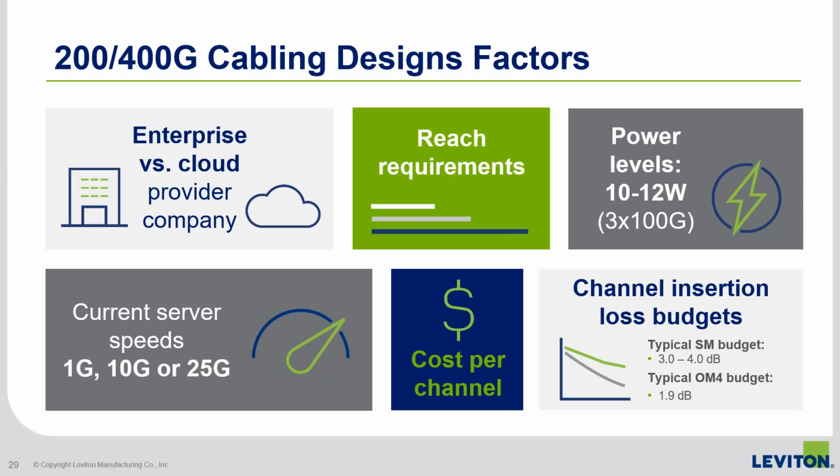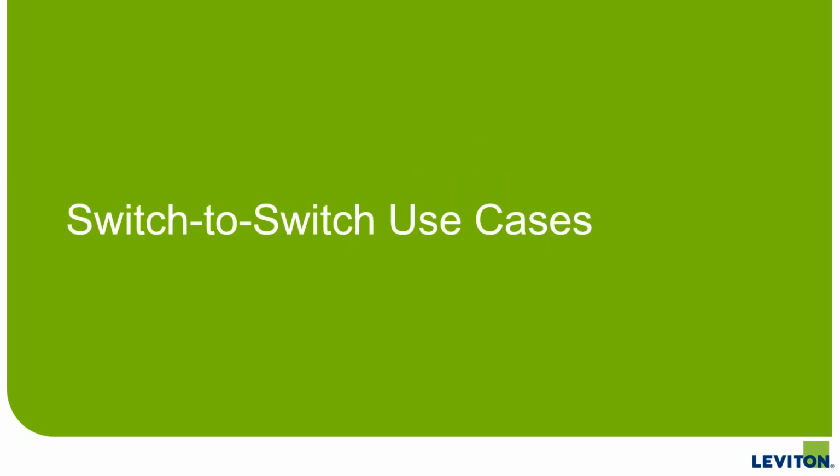The single mode side, those do continue to come down a little bit. They're still 3 to 4 dB for single mode. The multi-mode OM4 budget has been pretty consistent and is still right around that 1.9 dB frame. So that'll be good to keep in mind as you're thinking about and designing those next gen networks.